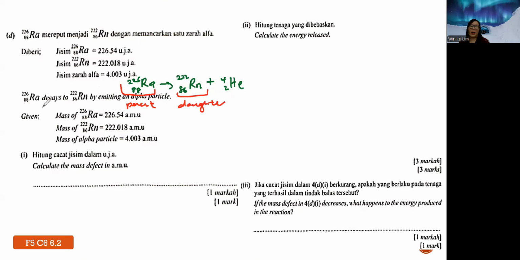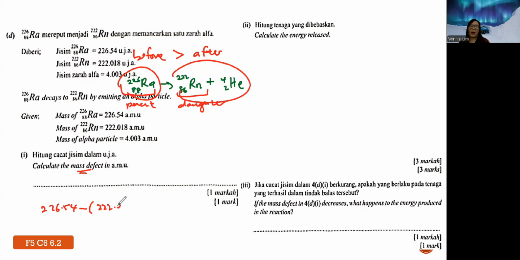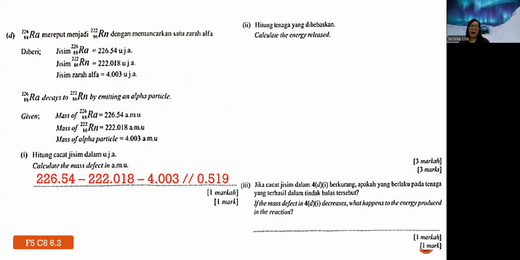I always tell students, you will notice that the mass before the decay and after will be different. Before is always more than after. The difference between the masses is basically the mass defect. So how do you calculate the mass defect? You use 226.54 minus the sum of 222.018 plus 4.003. Because it is 1 mark, you can straight away show the answer. So you have 0.519.